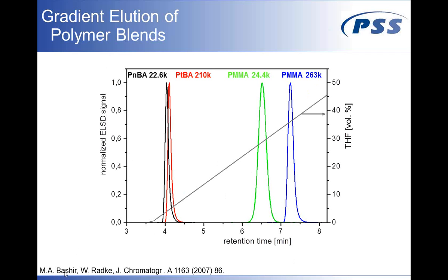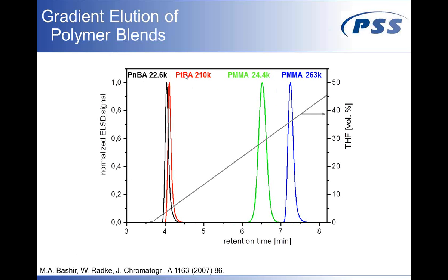But you can see here in this gradient running from, I guess, toluene to THF, on a silica column, you see the PMMAs elute at a quite high amount of THF. Again, you see the slightly lower molar mass PMMA elutes a little bit earlier because of some tiny effect of molar mass, which vanishes then somewhere here in this region.